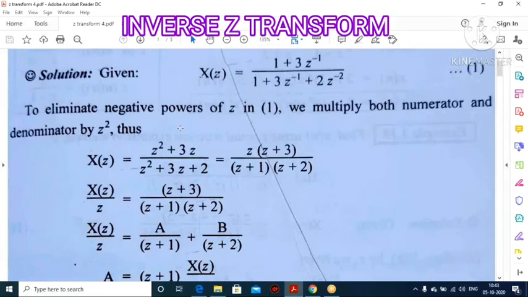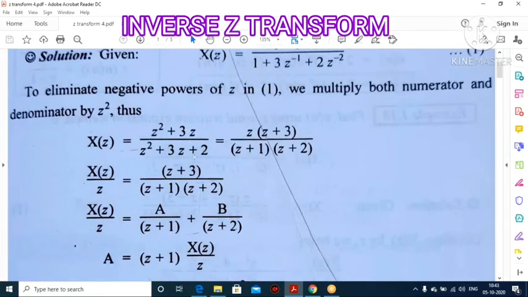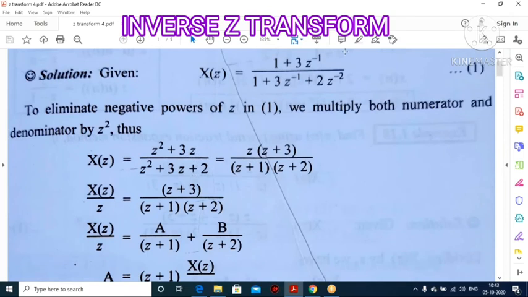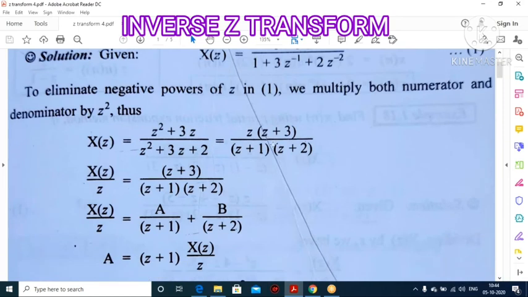Now X(z) = (z^2 + 3z) / (z^2 + 3z + 2). How do we get this? You multiply z squared on numerator as well as denominator. In the numerator, z squared times 1 is z squared, plus 3 times z squared times z inverse becomes 3z. In the denominator, z squared times 1 is z squared, plus 3z, plus 2 times z^-2 times z squared, where z to the power 0 is 1, so plus 2. Now it is changed into positive power, and it will be easy for you to proceed with the partial fraction method.